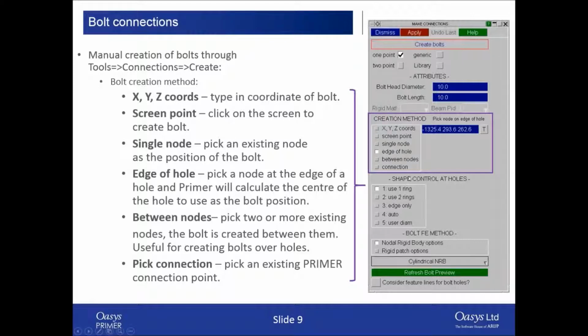Another point for the edge of hole one is this shape control at nodes. So instead of specifying a particular diameter, you might want to specify that you always have 1 row of elements around a hole or 2 rows of elements around the hole that will be rigidified and form part of the rigid connection. So you can select those options here and Primer will automatically find those elements for you.